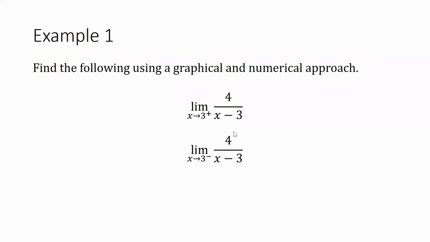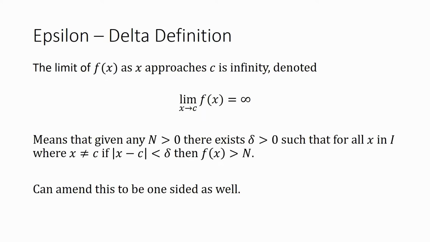We saw numerically and graphically how this limit as we approach 3 from above went to positive infinity, and this limit as we approach 3 from below went to negative infinity. I do want to quickly state in this video the concept of the epsilon delta definition of approaching infinity.